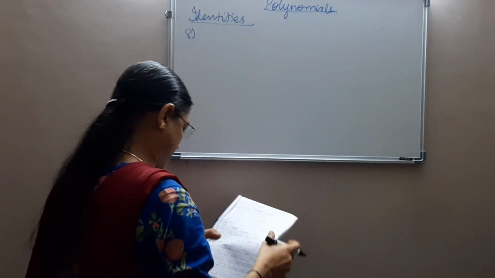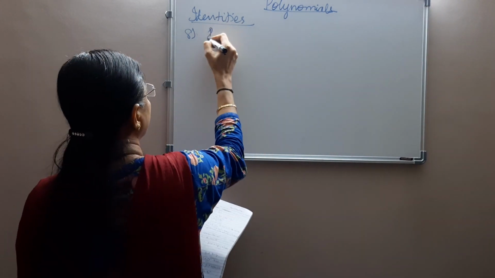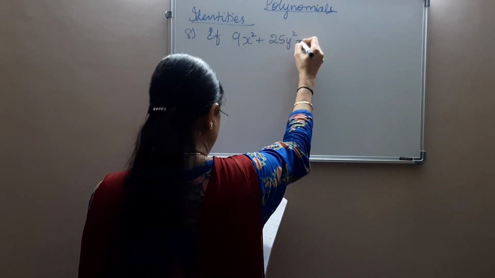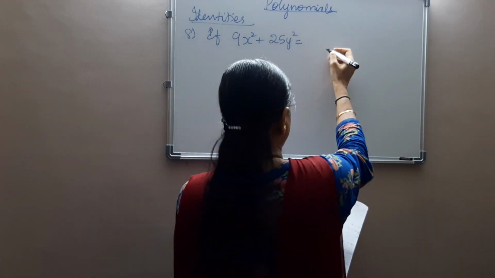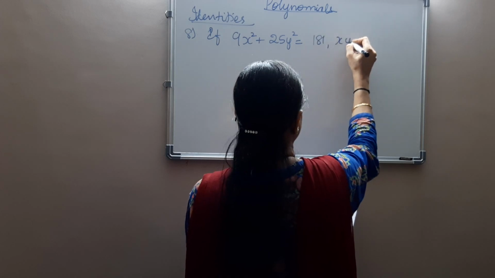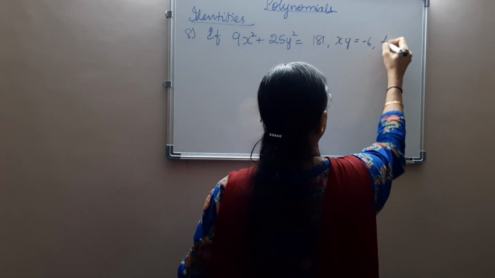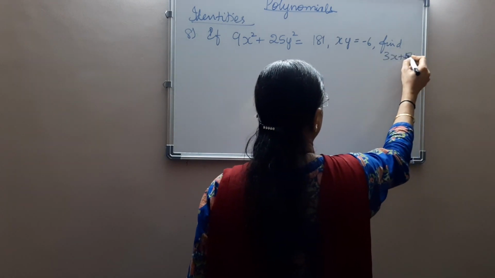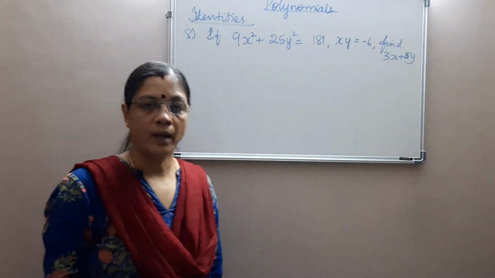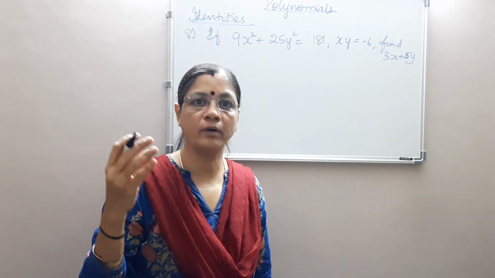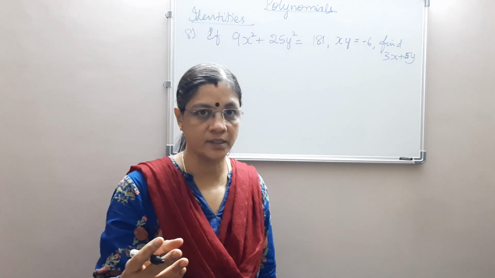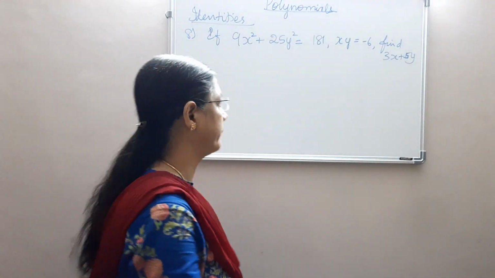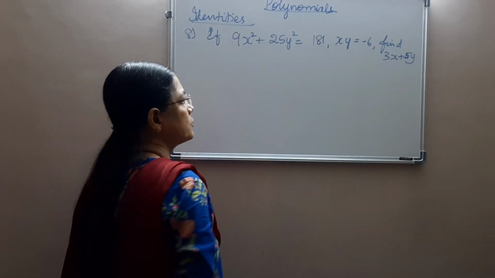Now the 8th problem is, if 9x squared plus 25y squared is equal to 181, xy is equal to minus 6, find 3x plus 5y. So in these sums, I have told you to always look for a pattern which resembles the identity, isn't it? The question is you need to find 3x plus 5y and we are given 9x squared plus 25y squared.